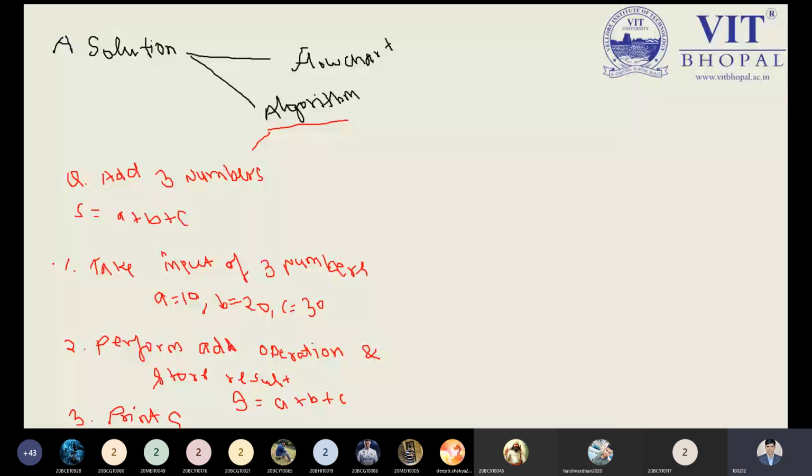In the first step, I will take the input a, b, c. In the second step, I can perform the addition and then print. So it is also possible that two different operations can be done simultaneously in a single statement, if it is possible and if it is supported by the language. At that time we can say the algorithmic steps can be reduced.